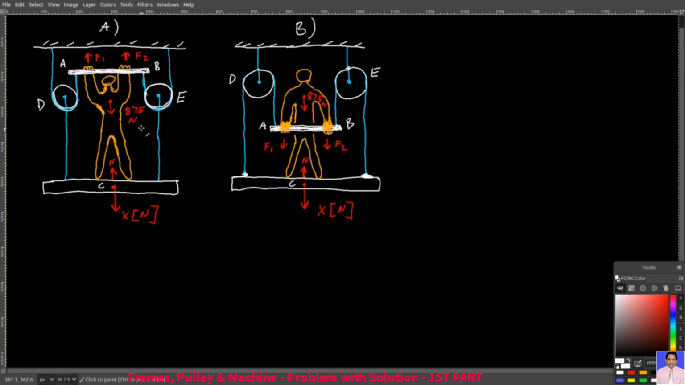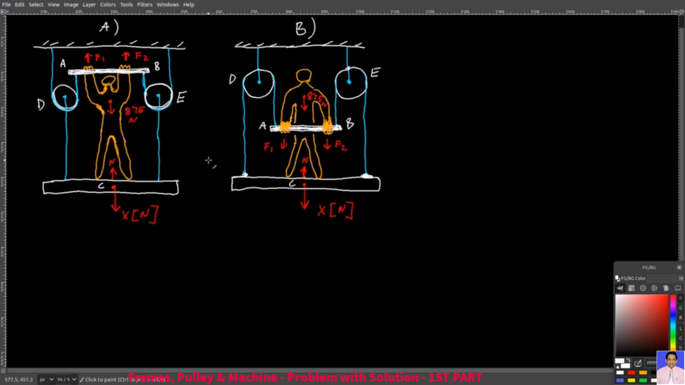has to apply force upwards to the bar AB. And then in the second case, case B, the force needs to be applied downwards to that bar, because now you have a different configuration. So let's call these two applied forces F1 and F2. You can neglect the weights of the pulleys and the cables.